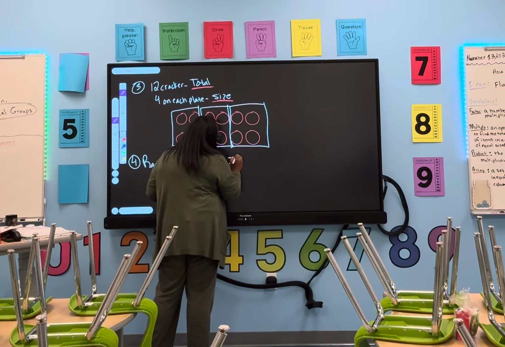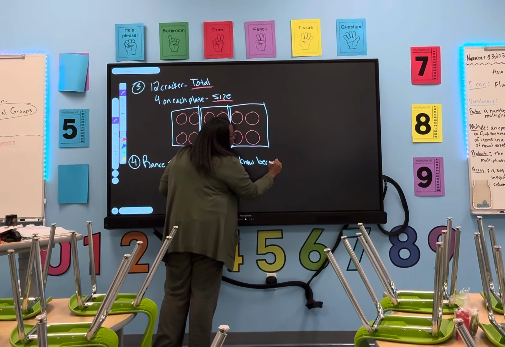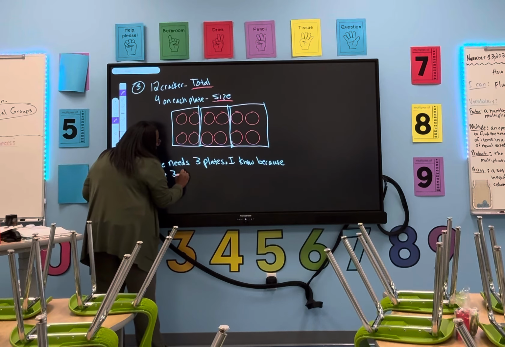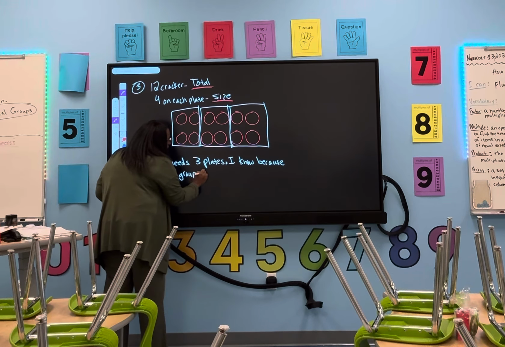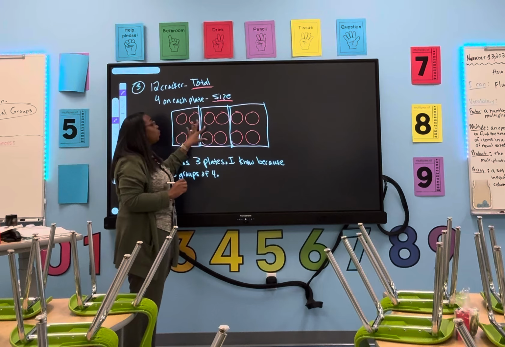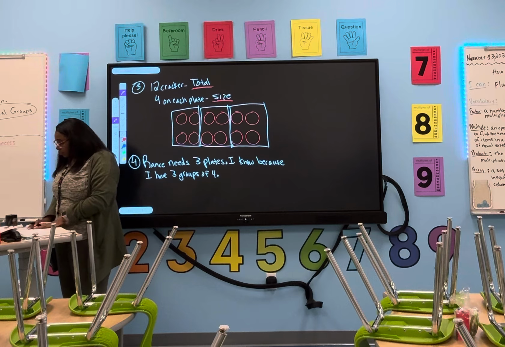I know because I have 3 groups of 4, which means I have 3 groups with 4 in each one. That's what that means. That's how I know.